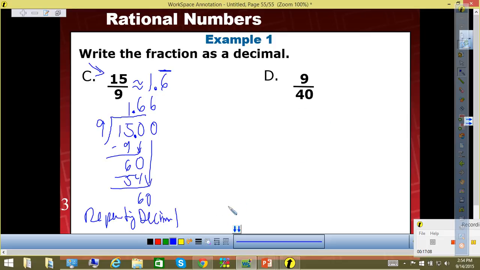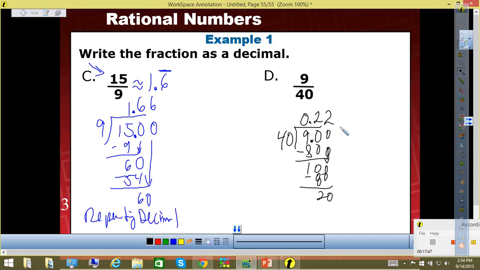So let's go over letter D. Help me with this one, Anissa. Which one goes inside? The 9 divided by 40. Does 40 fit into 9? No. Add a decimal. 40 fit into 90. Yes. How many times? 2. That's 80. Subtract, that's 10. There's no more digits, so bring down the 0. That becomes 100. If it's in there, 2. 80, subtract, that's 20. Bring another 0 down.